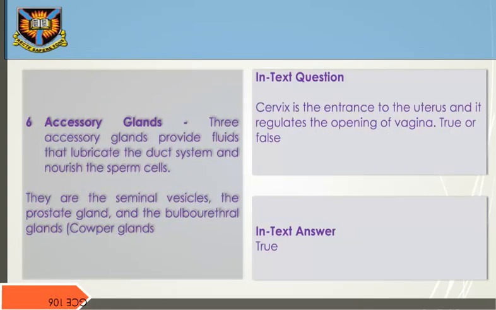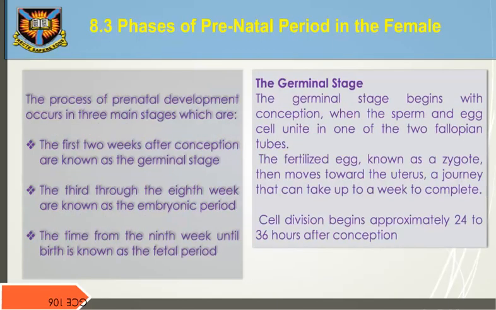Accessory glands. Three accessory glands provide fluid that lubricates the duct system and nourishes the sperm cells. They are the seminal vesicles, the prostate gland, and the bulbourethral gland or Cowper gland.